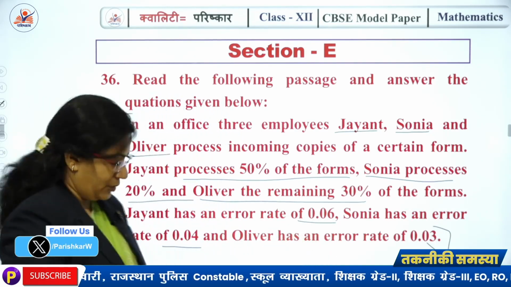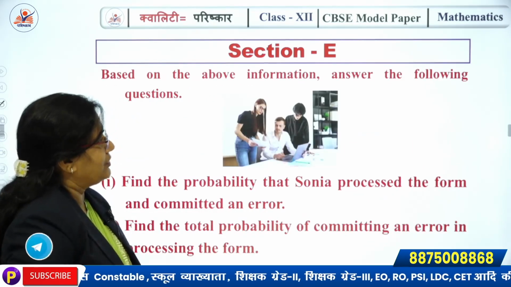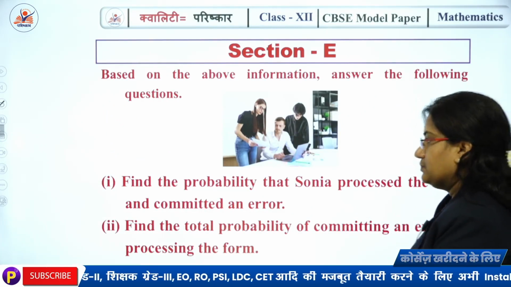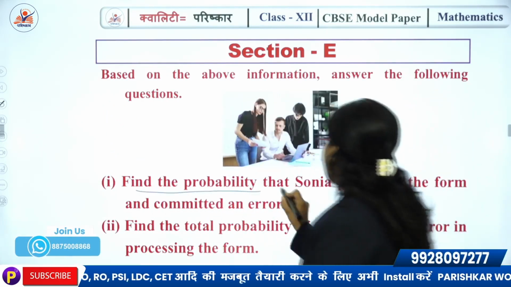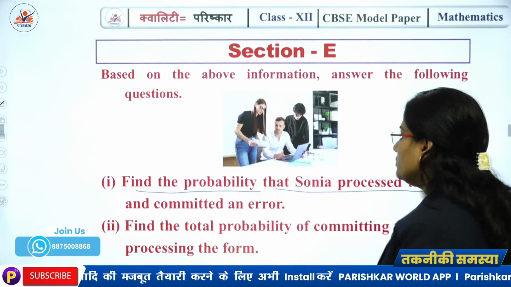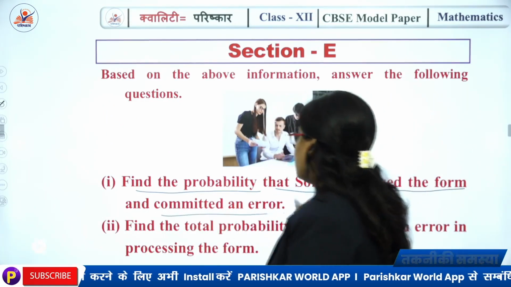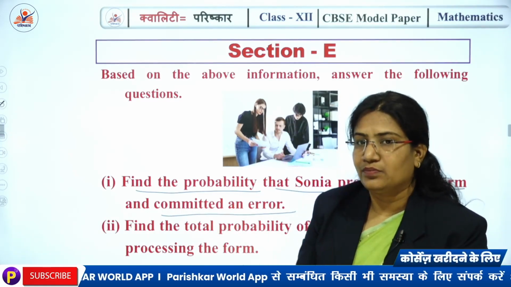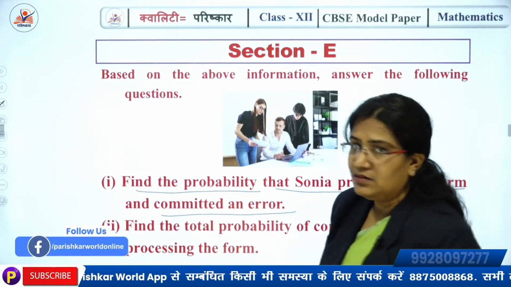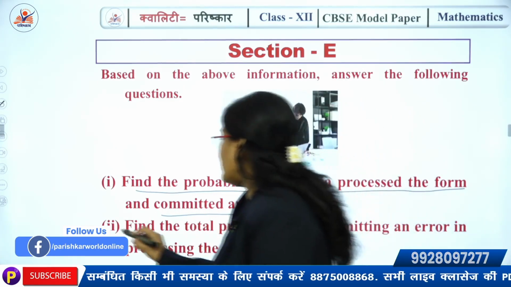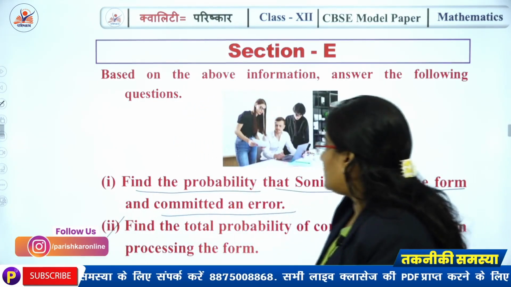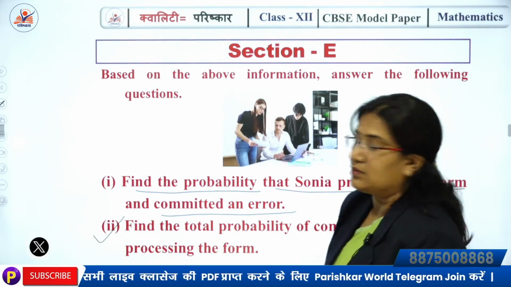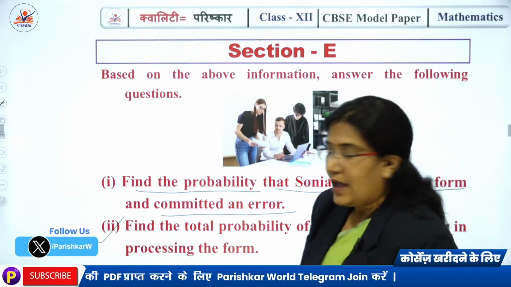This is the passage. Now come to the question. Based on the above information, answer the following question. Find the probability that Sonia processed the forms and committed an error. We have to find out the probability that Sonia processed the form and committed an error. Now again, second part of this question is find the total probability of committing an error. We have to find out total probability of committing error.